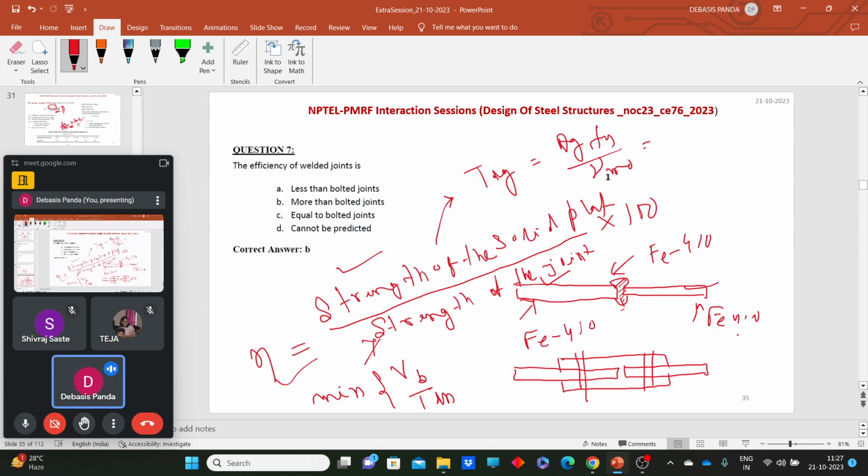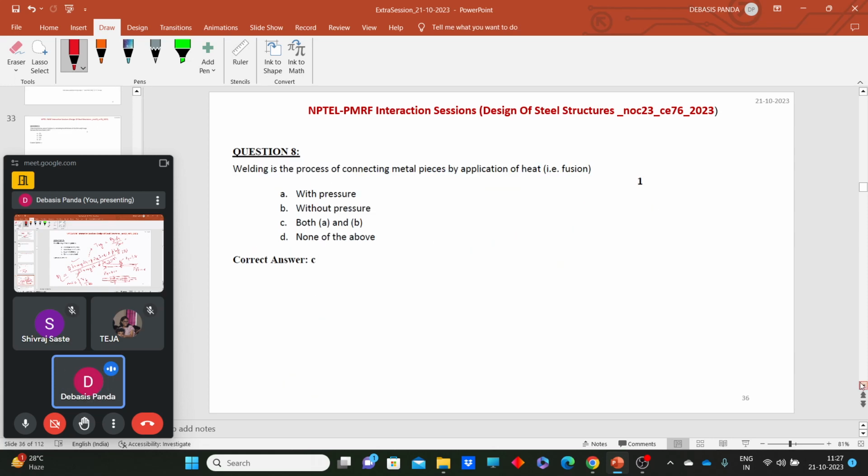That's all. Next question, what he said. Yeah, welding is a process. It is done with or without pressure. Okay, we can do it with or without pressure. There are different kinds of welds.